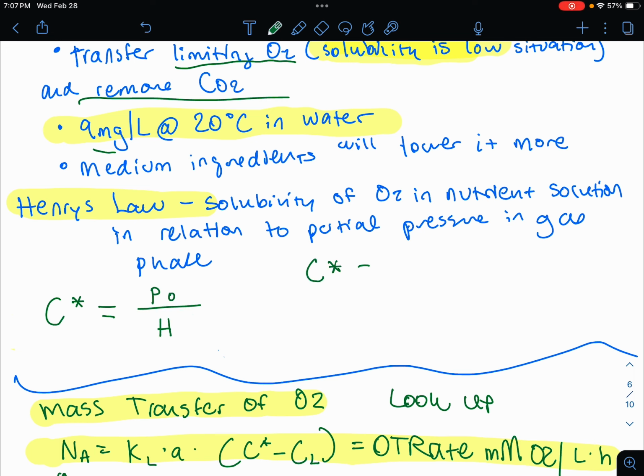C* is the oxygen saturation concentration.